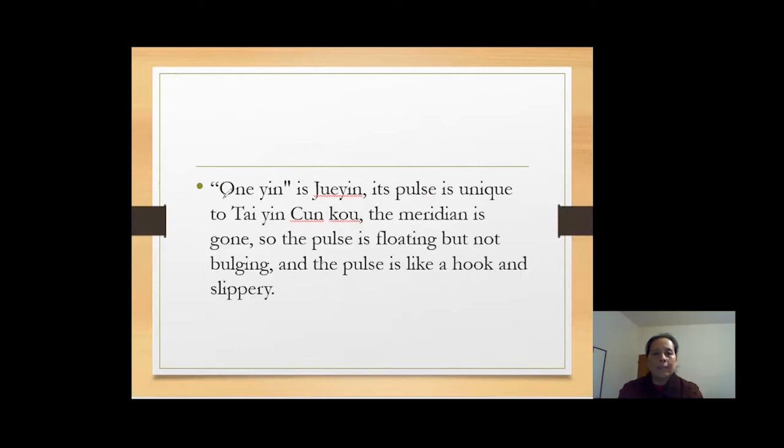And then one yin is jue yin. We can still feel the pulse at the Tai Yin Chun Kou position, like reaching there. And the pulse is floating, not bunging. Bunging here still means stronger, not bunging means not stronger. And this especially talks about the pulse looking hawk-like. What does hawk-like mean? It means coming stronger and then going faster.